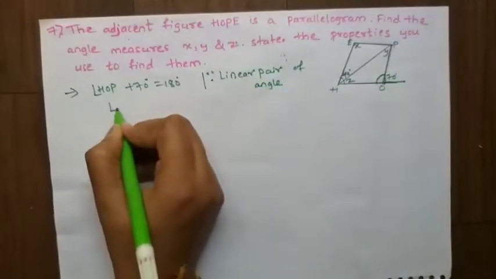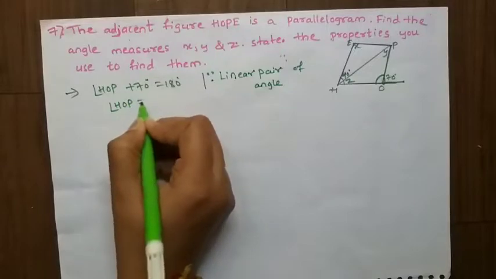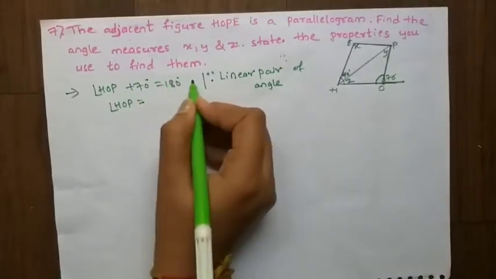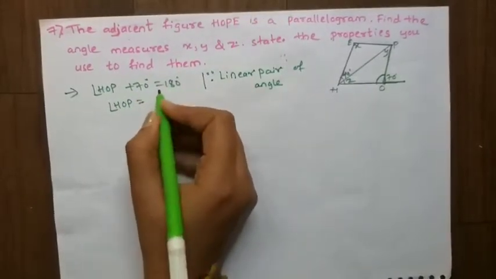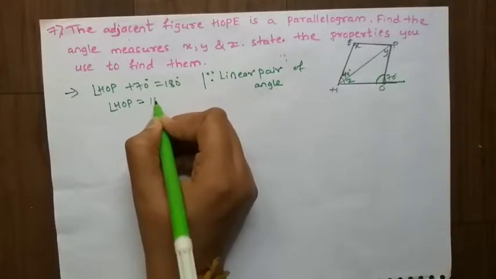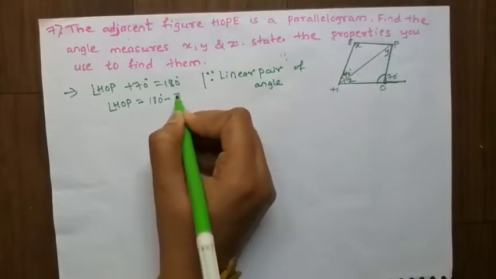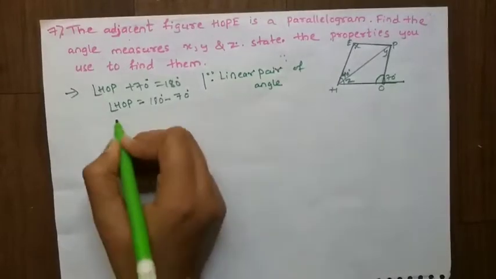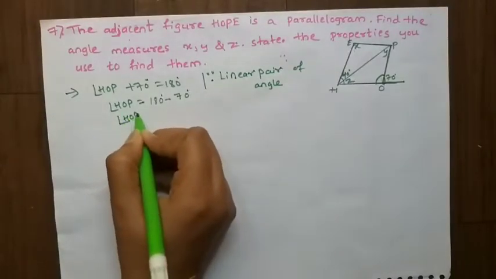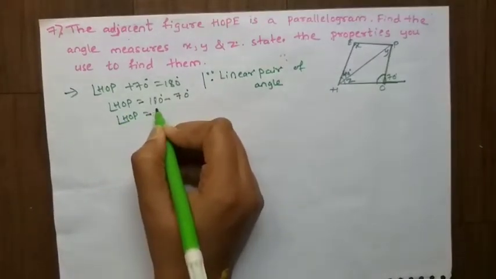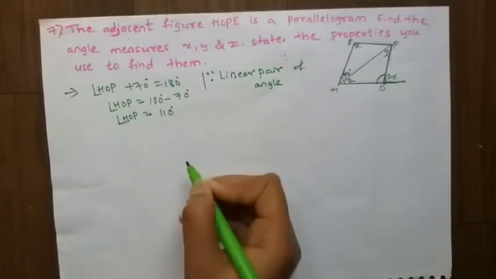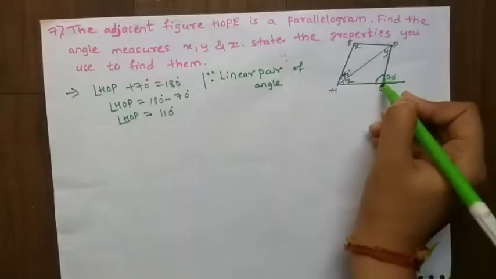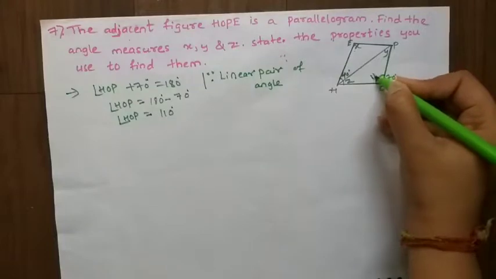Here keep HOP as it is. When 70 degree goes to the right hand side, plus 70 becomes a minus 70 degree. So 180 degree minus 70 degree. So angle HOP is equal to how much? 180 minus 70 is 110 degree. So angle HOP is how much here?